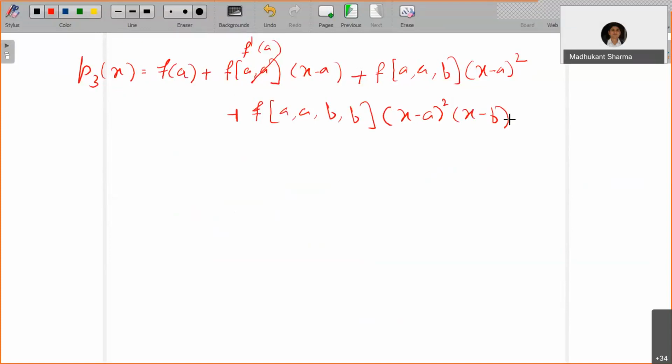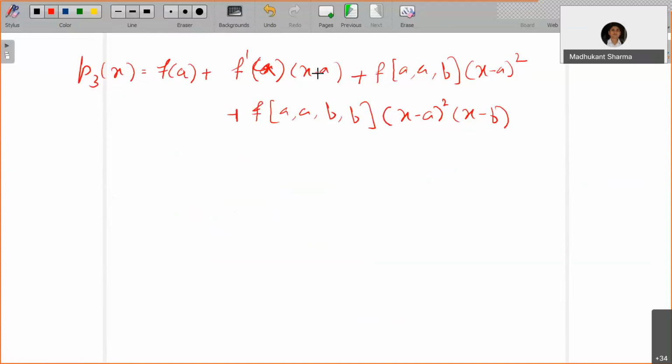So like we have dealt with in the case of Newton's interpolating polynomial, replace it by f dash of a. It makes sense here. Since f is differentiable, you can replace this f of a minus f of a divided by a minus a, in the limiting sense, by f dash of a. So this is a polynomial of degree less than or equal to 3.